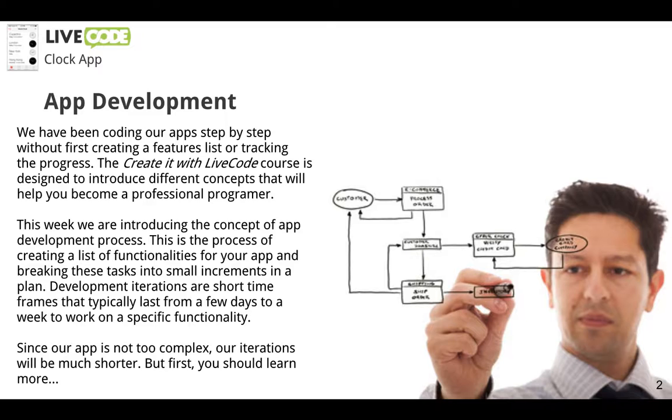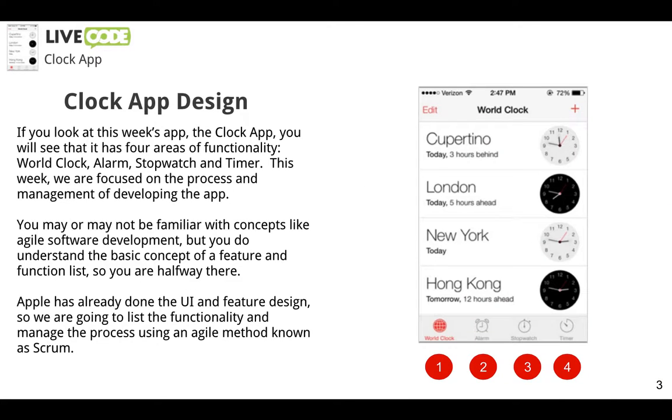Development iterations in an app project such as this one are usually short timeframes that last from a few days to a week or so to work on specific functionality. Since our app is not so complicated, our iterations will be much shorter. But first, let's understand a little bit more about this process. If you look at this week's clock app, you'll see that it has 4 main areas of functionality: the world clock, the alarm, the stopwatch, and the timer. So this week we're focused on the process and the management of developing those sections of your app.